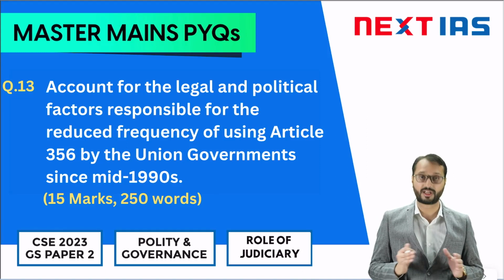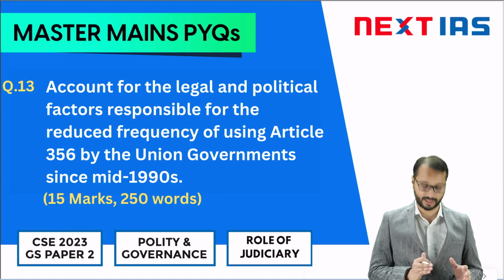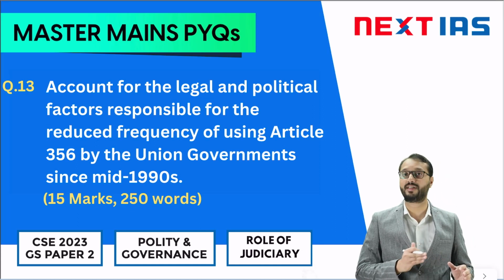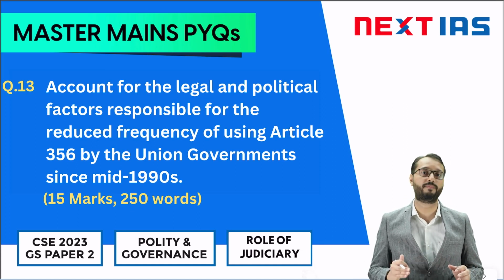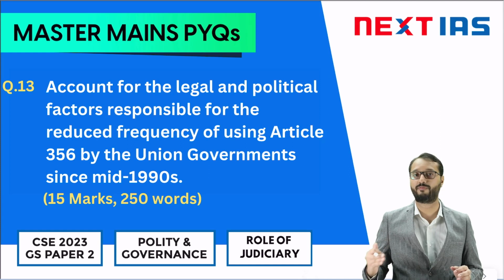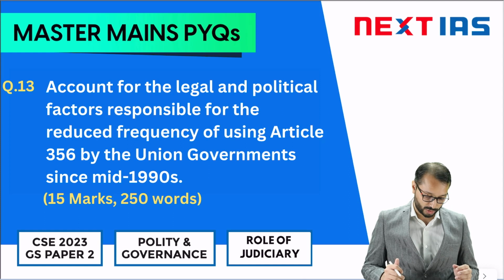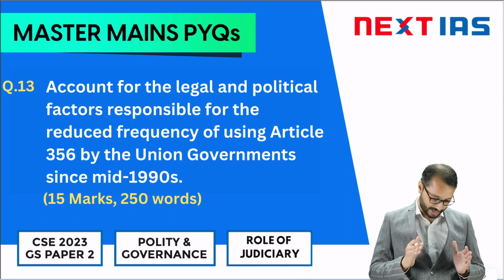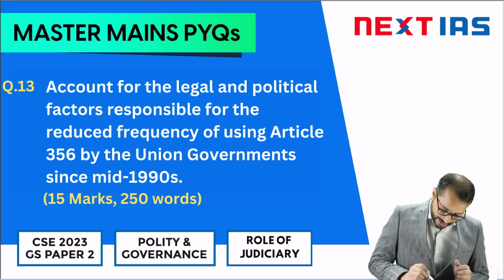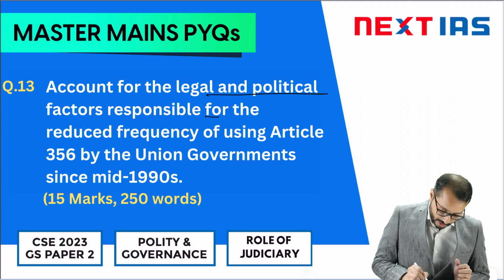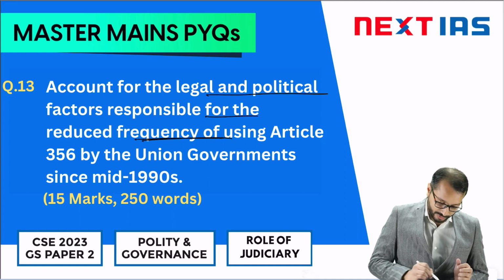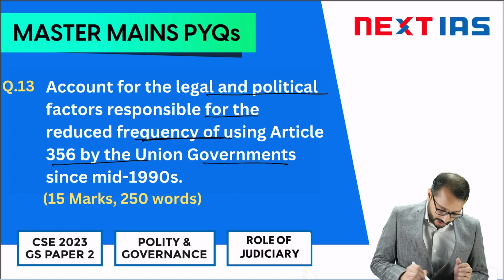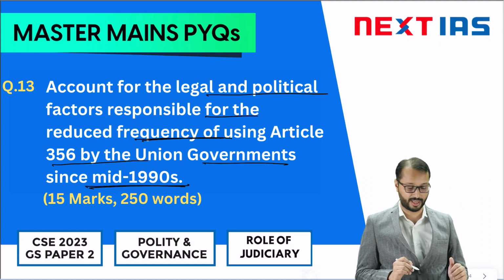So today we will start from where we left yesterday, and we were discussing polity. We will first complete all the questions of polity that came in GS paper 2 in this year's mains. The question that was given to you yesterday was: account for the legal and political factors responsible for the reduced frequency of using Article 356 by Union government since mid 1990s, right?